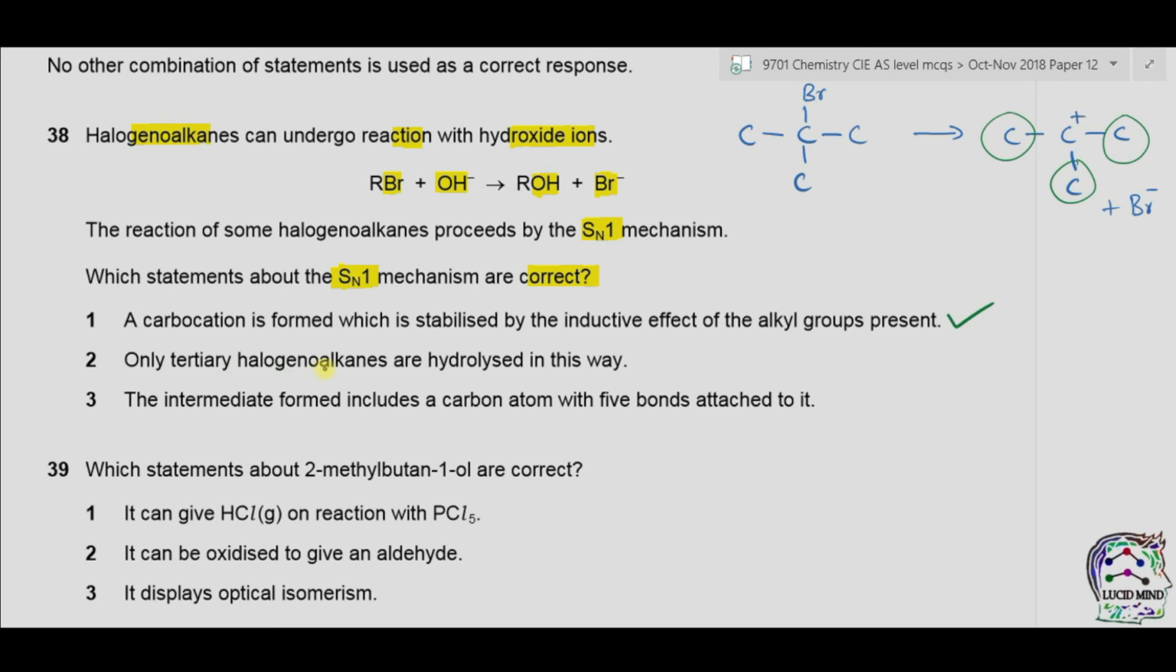Part 2. Only tertiary halogenoalkanes are hydrolyzed in this way. Now tertiary halogenoalkanes always take SN1 mechanism, while secondary halogenoalkanes can go through SN1 as well as SN2. Option 3. The intermediate formed includes a carbon atom with 5 bonds attached to it. In tertiary halogenoalkanes this is not true, but in primary halogenoalkanes this is true, as SN1 is of tertiary halogenoalkane, so this is wrong. Option 1 is correct, the answer is D.